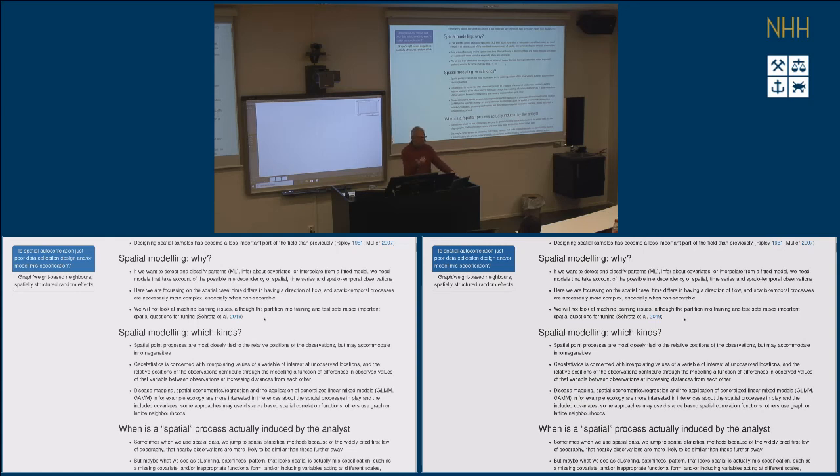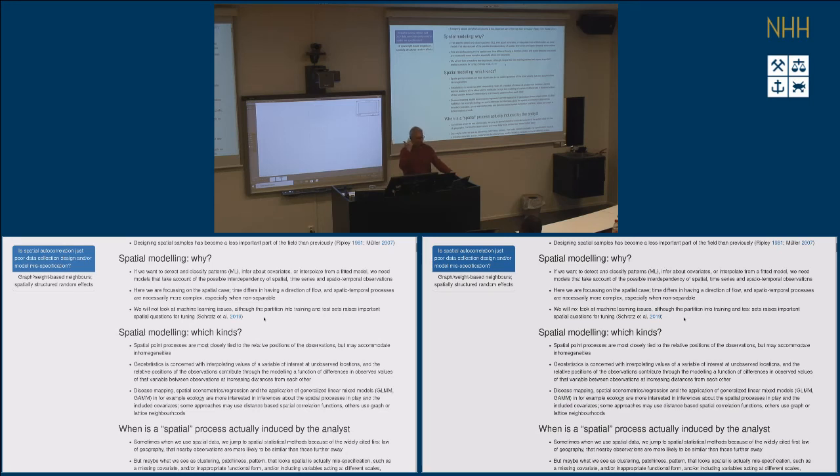But what I'm trying to do is the same as Brian Ripley did in the preface to, or the first chapter of, his 1988 book on statistical inference from spatial data, which is to say, okay, this is a challenging area. It won't get any better, but it needs to be done. So we need to do it with attention and care. You can't just stick stuff into procedures and believe what comes out.